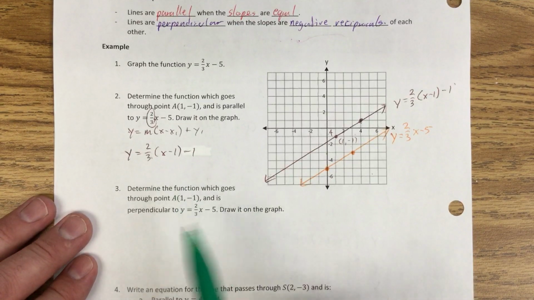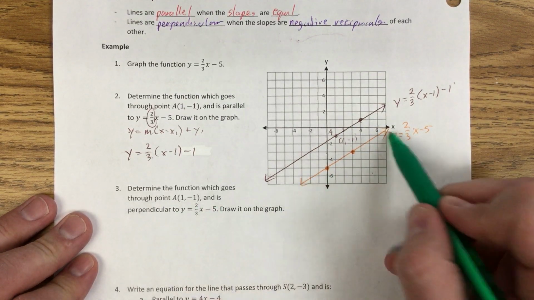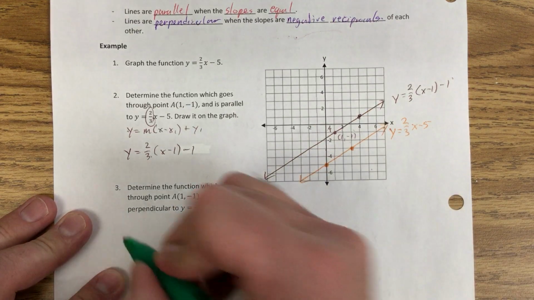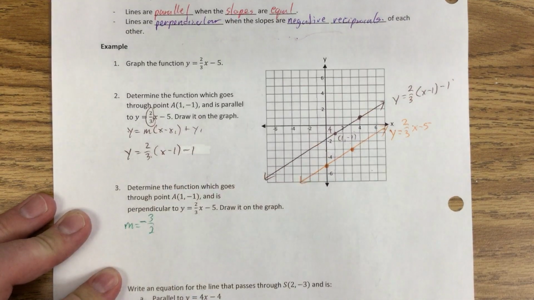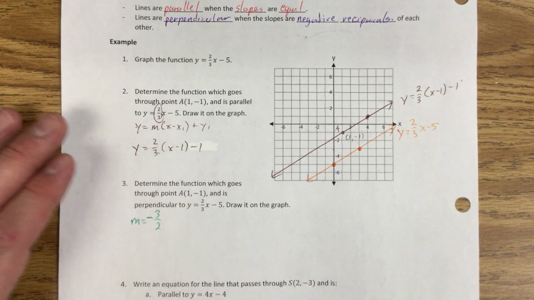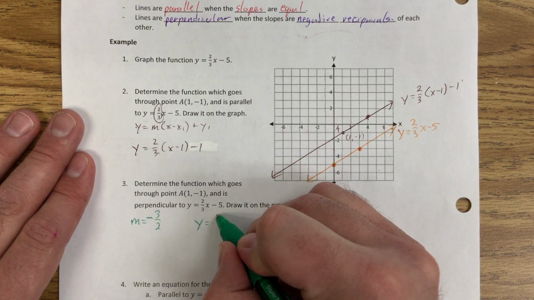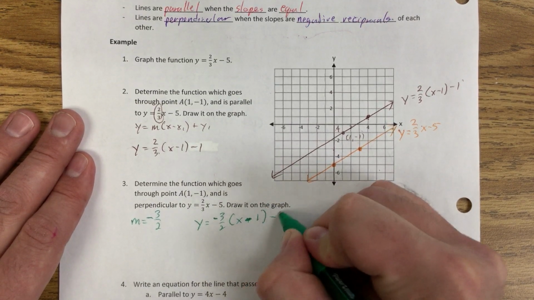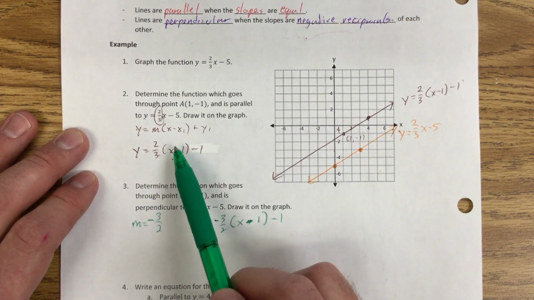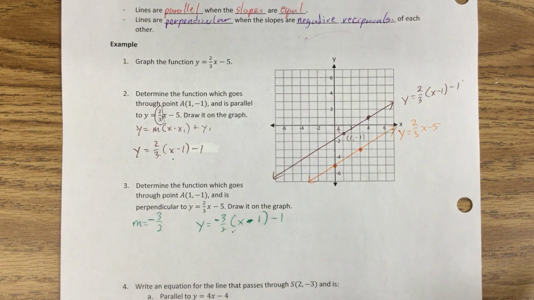Now for number 3, it asks to determine the function which goes through the same point, 1, negative 1 right here, A, but is perpendicular to our original line here. Perpendicular means that the slope is going to be changed to 3 over 2. This one is positive. This one will be negative. Okay, so we automatically change it to negative. We can put it into our form here. M is negative 3 over 2, x minus 1, plus minus 1. Okay, looks exactly the same as this one here. The only difference is now our slope is different, which actually makes a really big difference and would make a difference in our y-intercept as well.